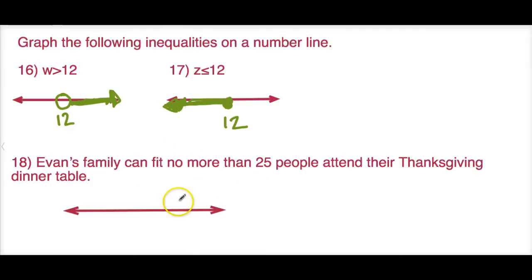And my last one, the Evans family can fit no more than 25 people at their Thanksgiving dinner table. So this means that if we visualize drawing a table, you can fit 25 people, but you can't fit more than that. So my circle is going to be closed at 25, and my line will be going left because I can have less than that many family members, but more than that, and they're going to have to stand in the kitchen or eat at the kids' table, I guess.